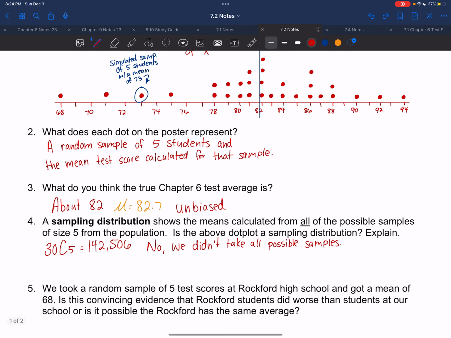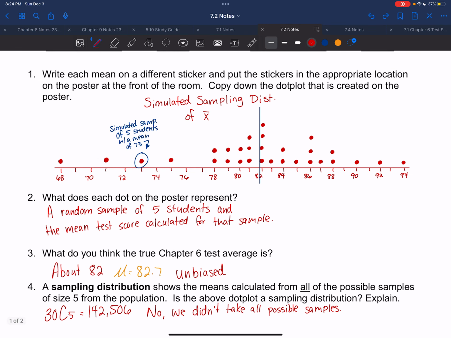Let's just assume that they do have the same average as us, and they just got a 68 on a fluke, right? Well, if they have the same average as us, then we could take this simulated sampling distribution in question 1 and use it for Rockford High School. If they have the same ability as us, then this graph should do a good job representing them, right?